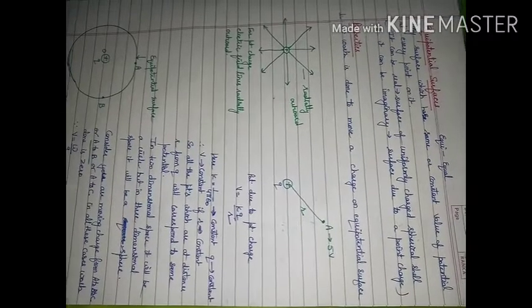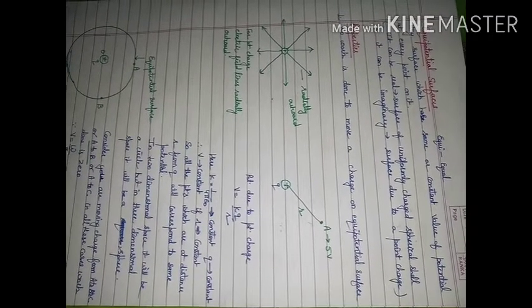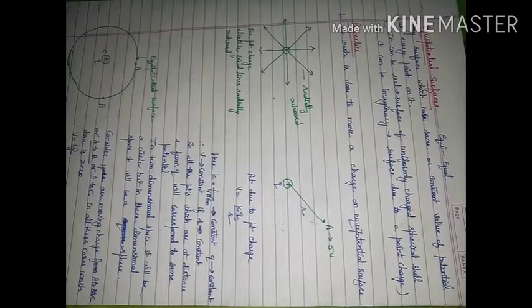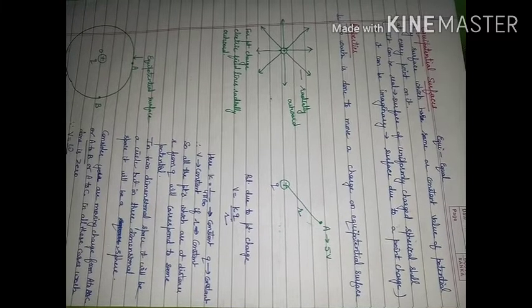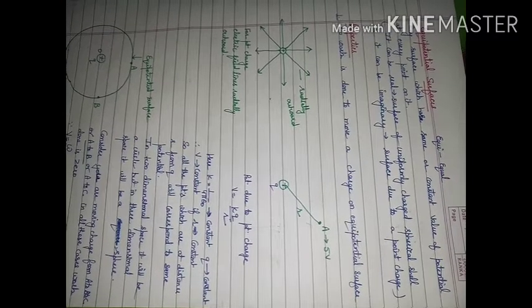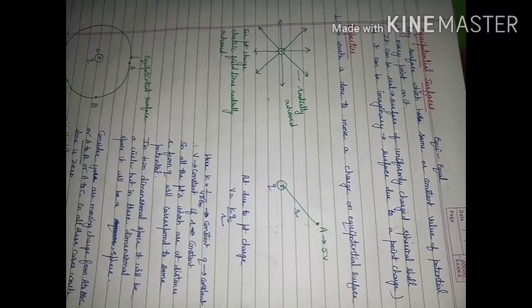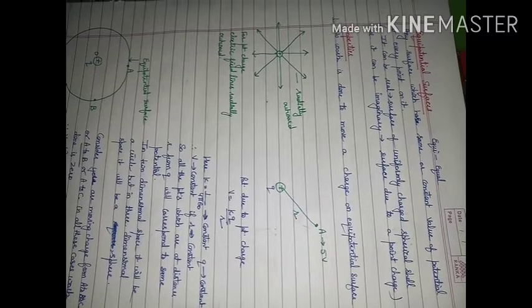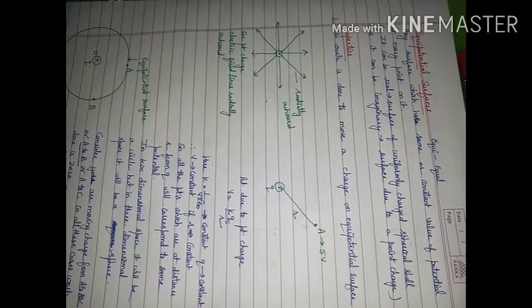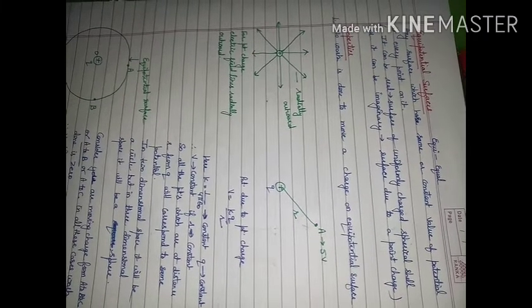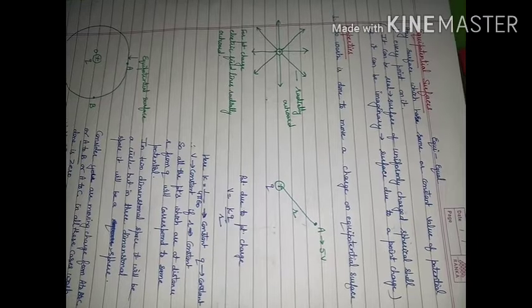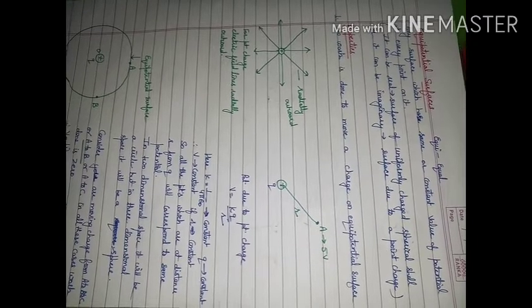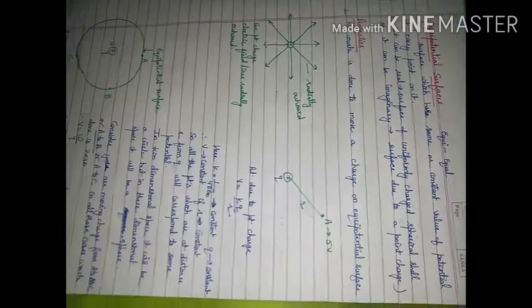Hello students, in today's video we will talk about equipotential surfaces. Equi means equal. Equipotential surfaces means those surfaces at every point of which we are going to have the same value of potential, or constant value of potential. These surfaces can be real, these surfaces can be imaginary.